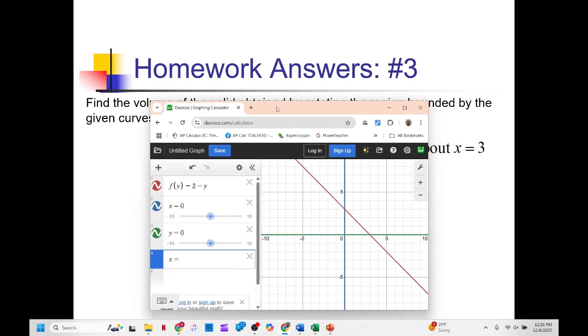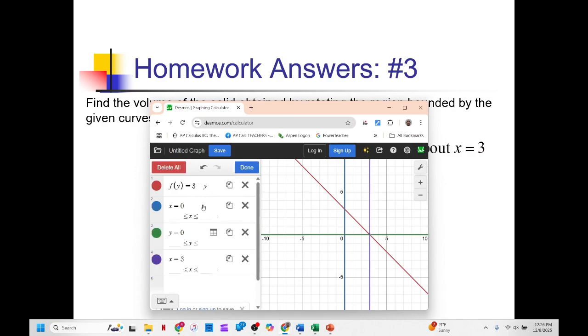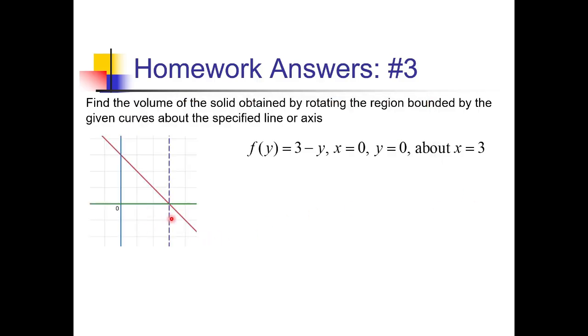So let me put that in there as well. X equals 3, and that's this line out here. I'm going to go to my gear and change the way that looks, make it dashed so that it's more obvious to me that that is the line that we're revolving around. So here's another look. It's this bounded region in here being revolved around this x equals 3 line. In order to make this happen, I'm going to have to use washers because I have this space between the bounded region and the axis of symmetry.